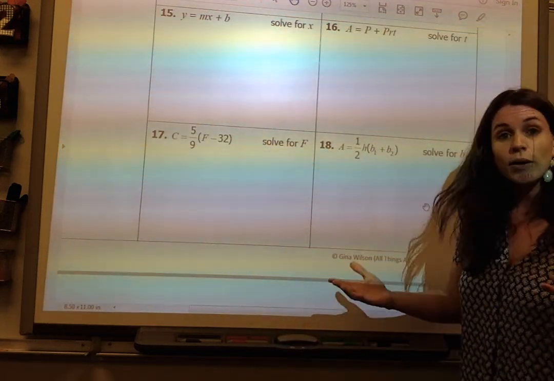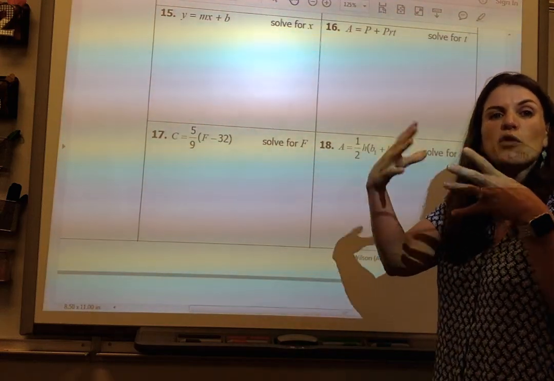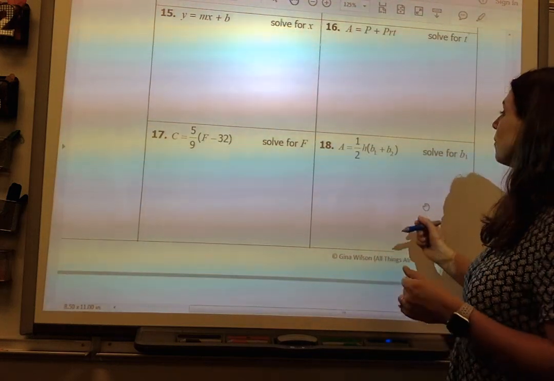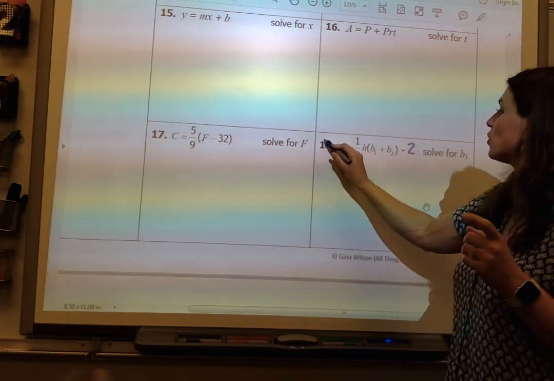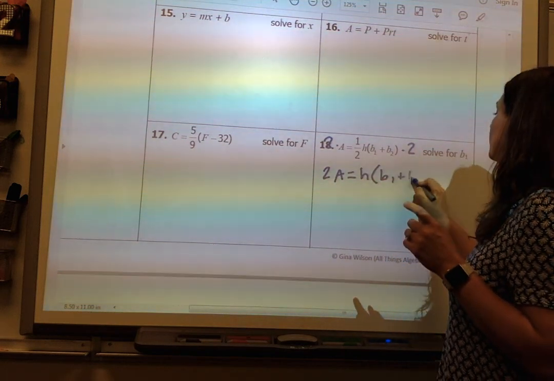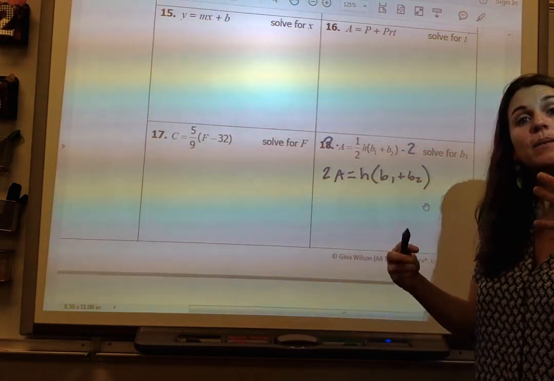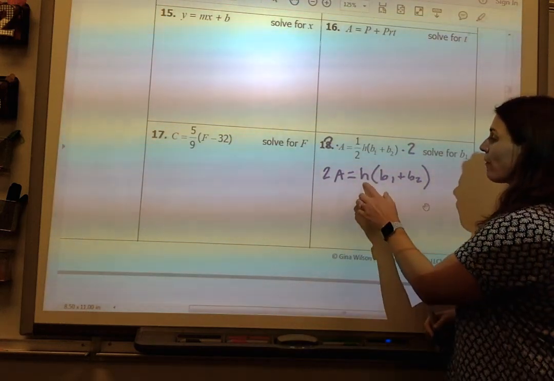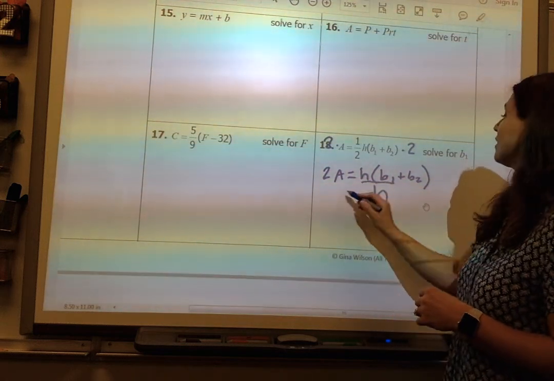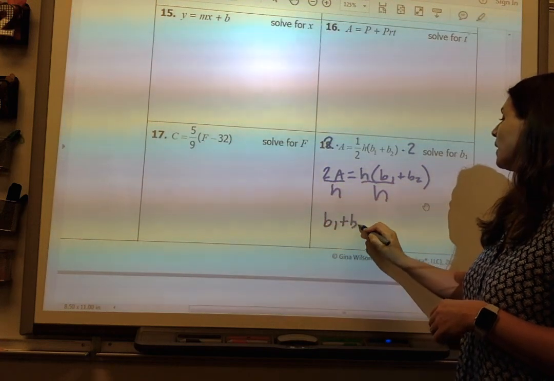All right, I want to clear out my fraction first. I don't want to distribute because then it creates more junk that I've got to get rid of later. So I'm going to get rid of that 1/2 by multiplying by 2, and I get 2a equals h times b1 plus b2. I do not want to distribute. That just makes it more complicated. So if I want to get rid of h, instead of multiplying them, I'm going to divide to get rid of h. And now I have b1 plus b2.